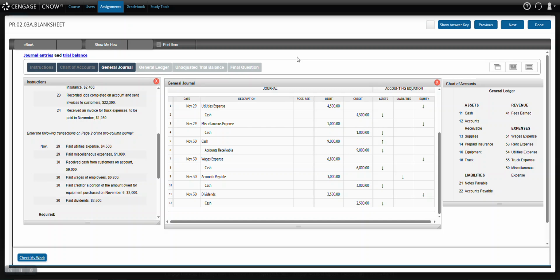So again, key things about your journal entries. Debited account is listed first, followed by credited accounts. Debits and credits always have to equal for every transaction, and every transaction has to impact at least 2 accounts.